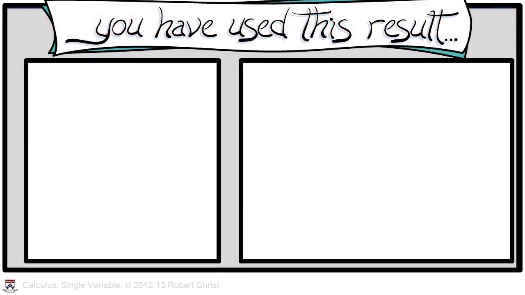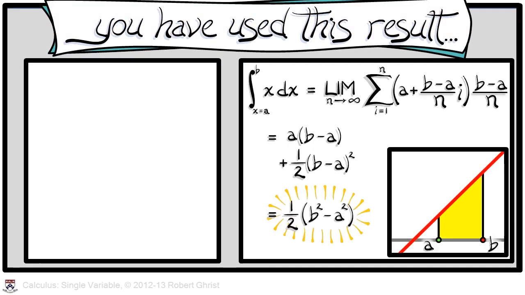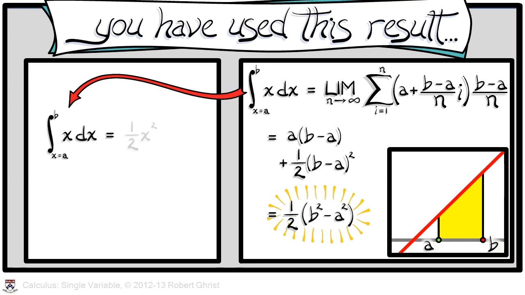Now, this is not a new idea to you. You've certainly used this result before. We've certainly observed it, if nothing else, when we did the definite integral of x dx as x goes from a to b. By computing the Riemann sum, we found that the answer was 1/2 quantity b squared minus a squared. If we apply the fundamental theorem of integral calculus, what it says is that we can compute the antiderivative of x, which is, of course, 1/2 x squared, and then evaluate that from a to b.